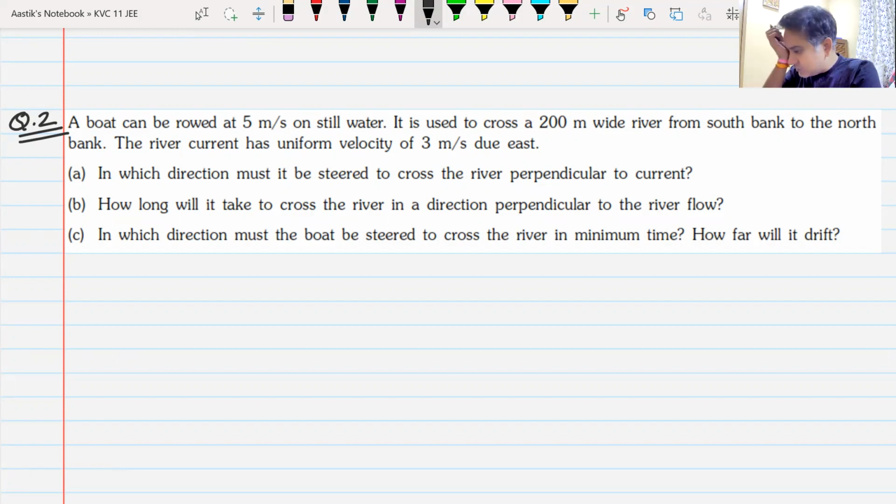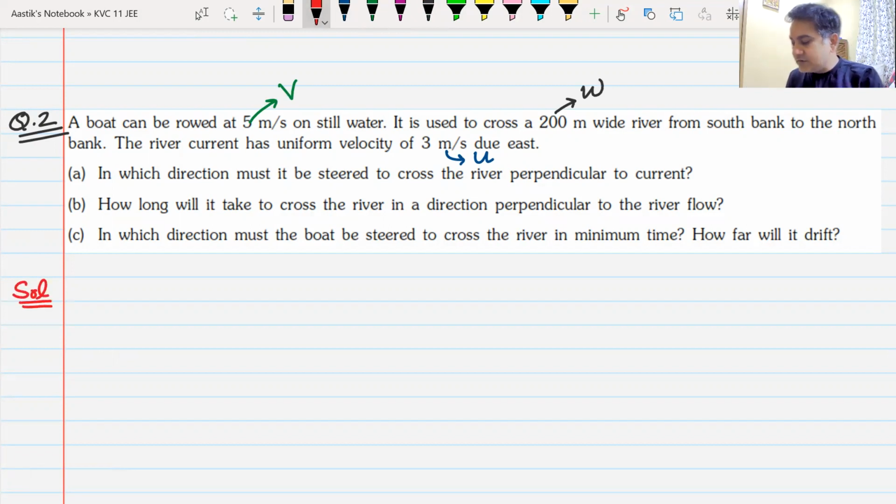Okay, so let us first go ahead and see what is what. This 5 meter per second is the velocity of man or boat with respect to river. This is our W, the width of the river. And this is our U, the velocity of river with respect to ground. The question is same, the diagram is same. Let me not waste any time in drawing the diagram.